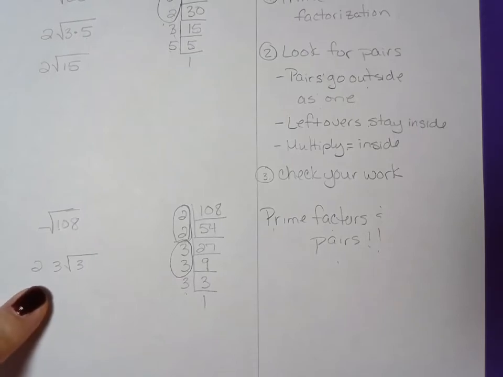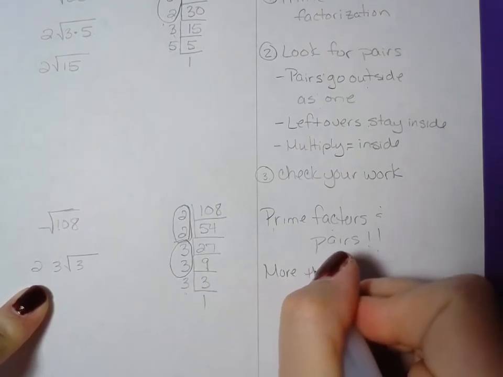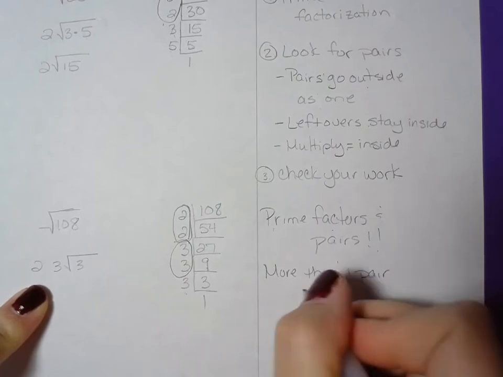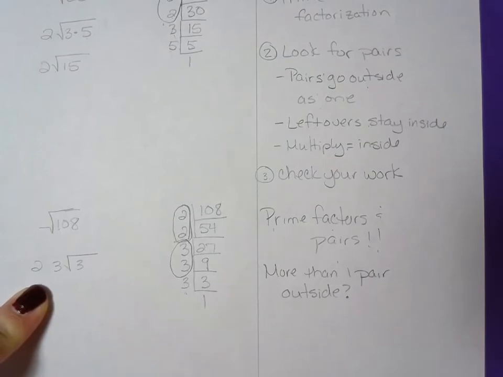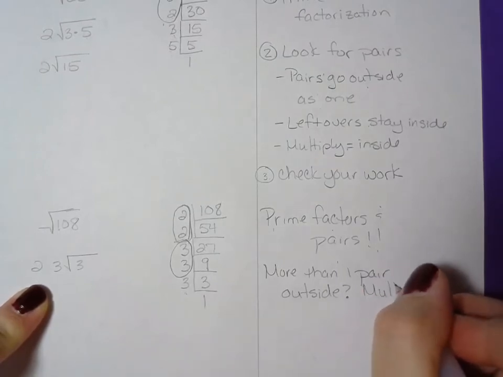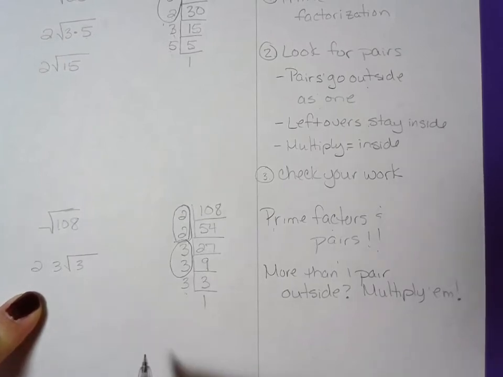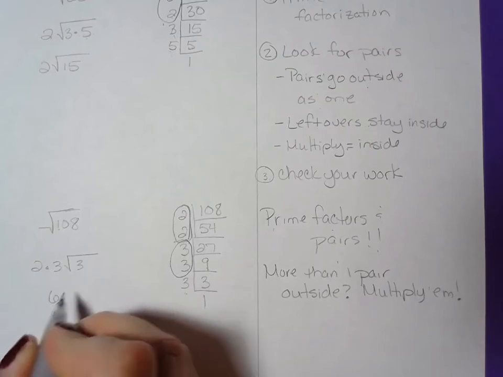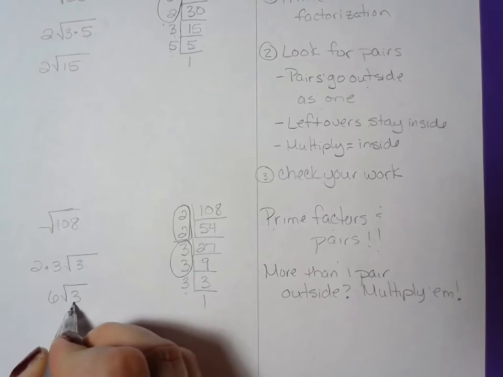So now what happens if I end up with 2 numbers that went outside? So I have more than one pair. That's what I've got here, more than one pair. So let's make a note here. What happens if I have more than one pair outside? We're going to multiply them. So that becomes 2 times 3, and 2 times 3 is 6. That 3 that didn't have any friends that had to stay inside stays inside.